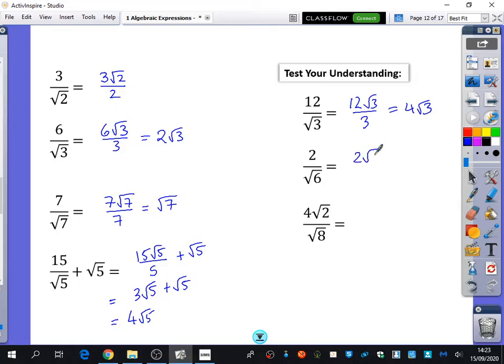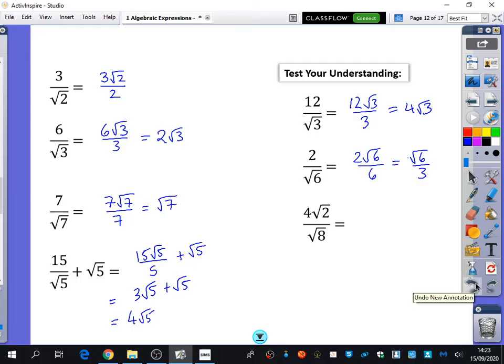I'm going to ask Ikram: 2 over root 6. 2 root 6 over 6, which is a third root 6. I'm going to write it as root 6 over 3, just because that's the way people tend to do it. If you wrote it as a third root 6, that's also correct. This is just the more common way of writing it. Equals root 6 over 3, because 2 over 6 simplifies to 1 over 3.